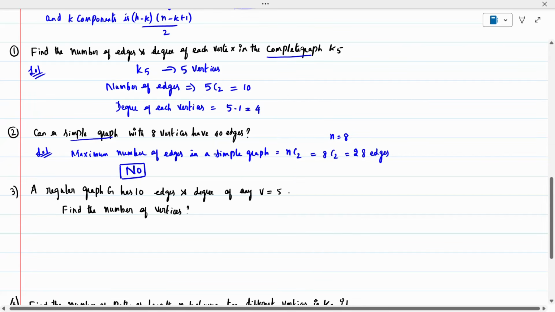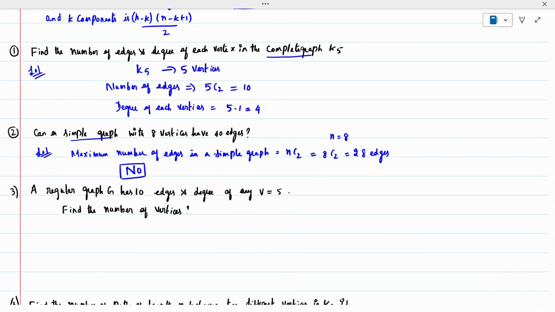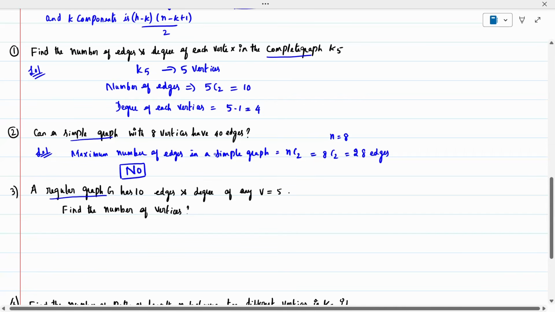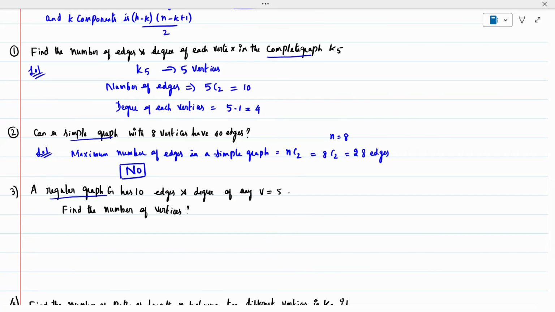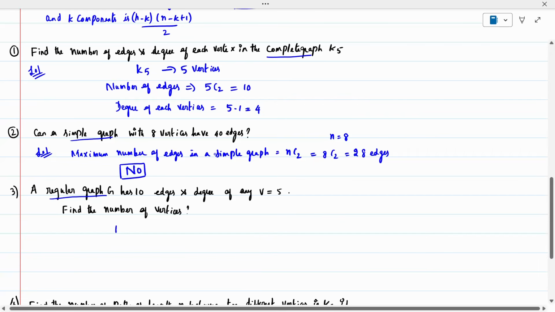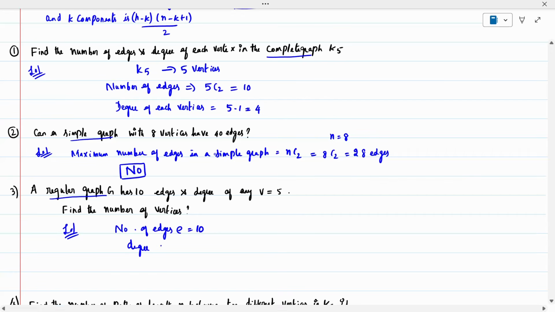So the third question. It is mentioned a regular graph. The regular graph has 10 edges and degree to be 5. Find the number of vertices. So in the question, the number of edges is given, E to be 10, and the degree of each vertex is mentioned, 5.